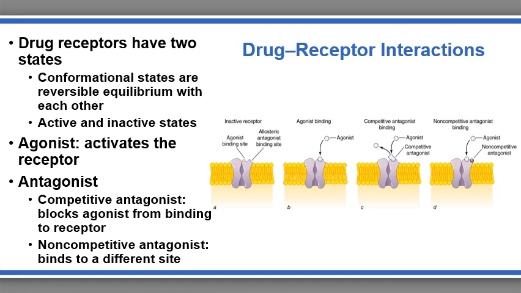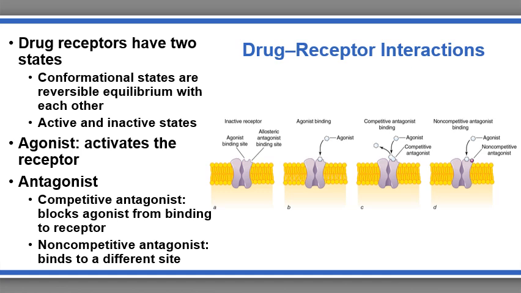So again, looking at drug receptor interactions. Here again, very similar picture, kind of showing drug receptor interactions. We're going to talk about basically drug receptors having two states. Okay, so they basically have two conformational states or shapes, and they're in reversible equilibrium with each other. So they have both active and inactive states.